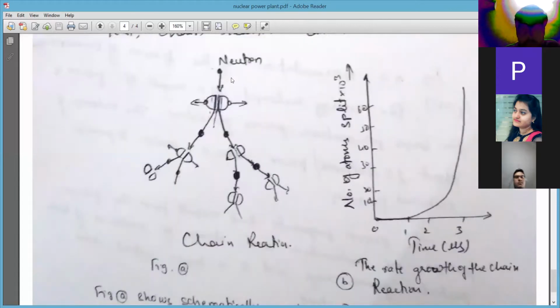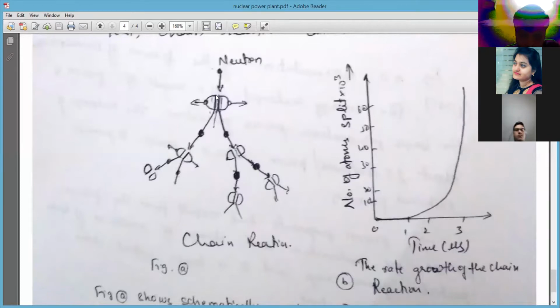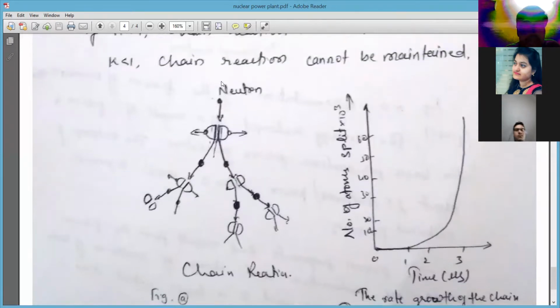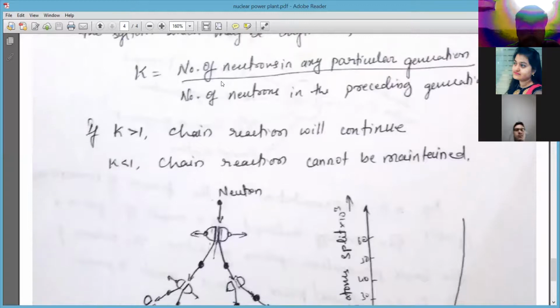In the first case, when a neutron is bombarded, it releases 2 neutrons, and it continues the chain reaction. To take the chain reaction properly in the reactor core, the condition is that there is a factor K, which should be greater than 1. That means the number of neutrons in any particular generation divided by the number of neutrons in the preceding generation. When you take the first fission reaction, only 2 neutrons are available. Then in the next stage, neutrons should be more than the previous one. Then only the chain reaction will continuously take place.